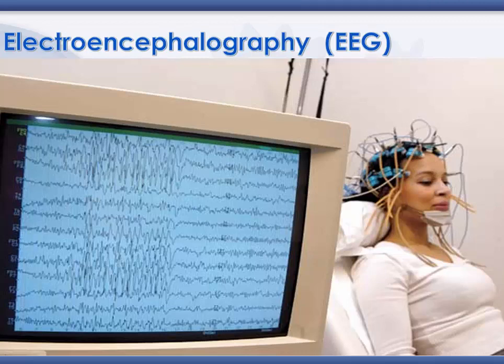Electroencephalography, an EEG. This is a test used to detect abnormalities related to electrical activity of the brain. This procedure tracks and records brainwave patterns. The brain cells communicate via electrical impulses and are active all the time, even when asleep. Normal electrical activity in the brain makes a recognizable pattern.